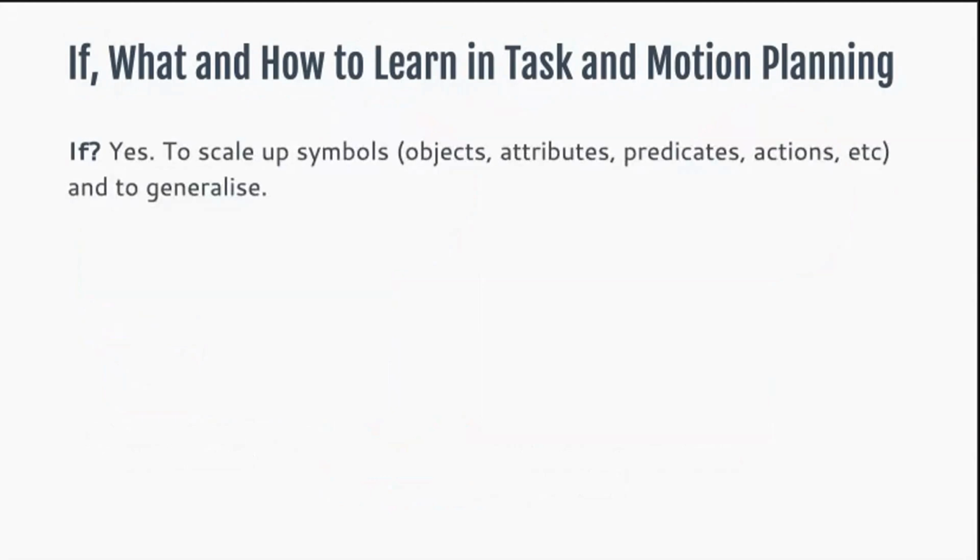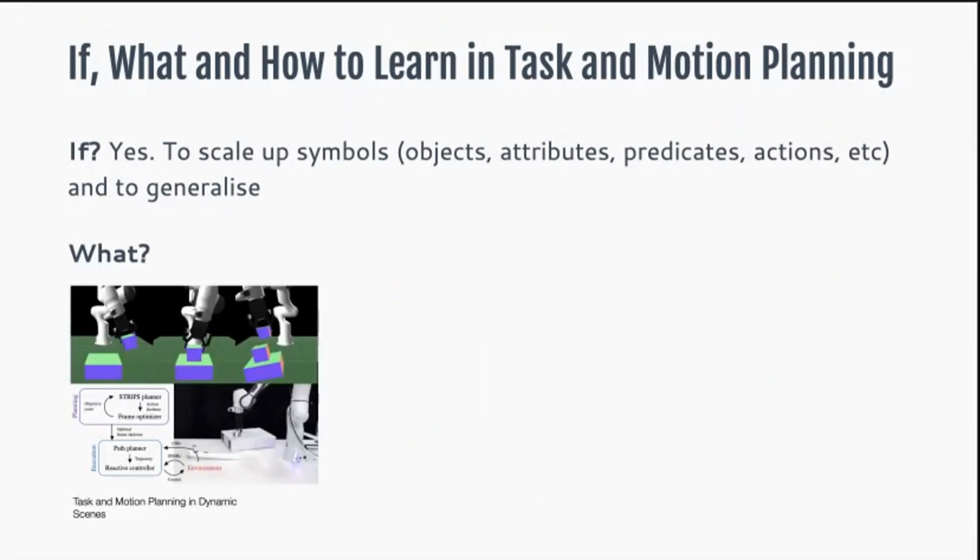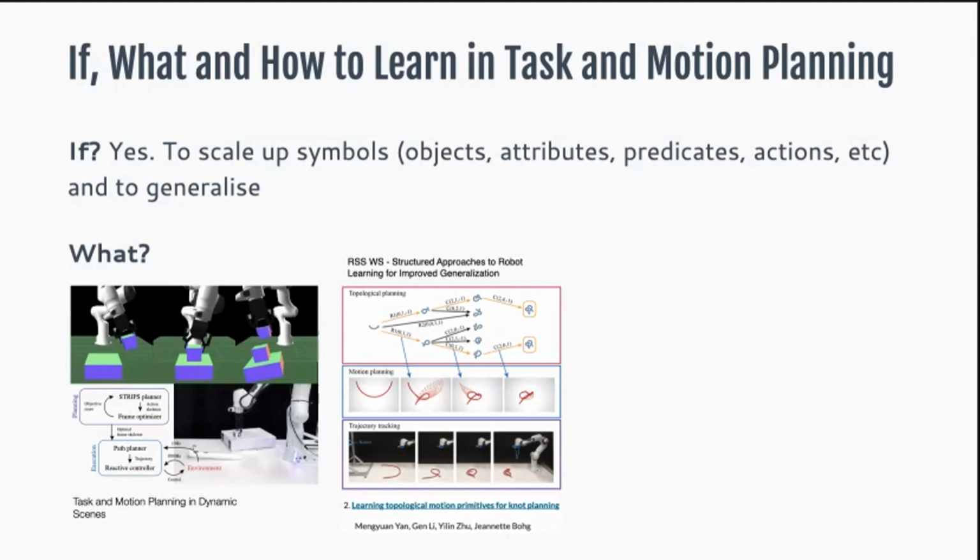So I think, yes, learning is useful in task and motion planning to scale up these symbols and to generalize over different appearances. I'm not so sure about what to learn, actually. In the work I presented, we didn't use any learning, but I think we should learn the low-level primitives. We also have other work where the task planning is done by a topological planner. It's a solved problem, no learning is needed, but we need to learn the complex low-level action here of actually knotting.